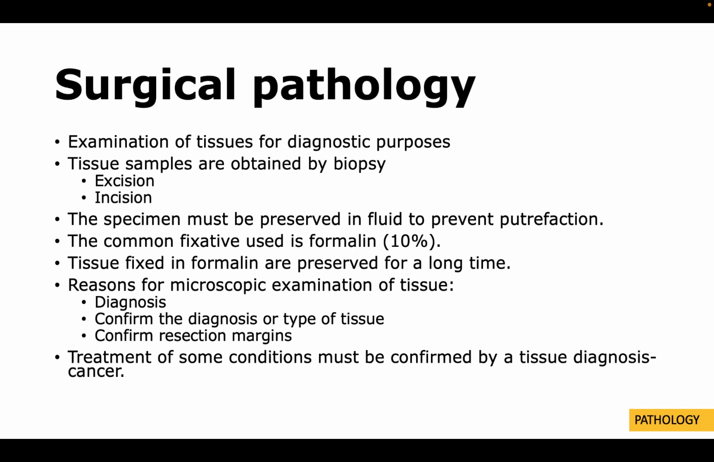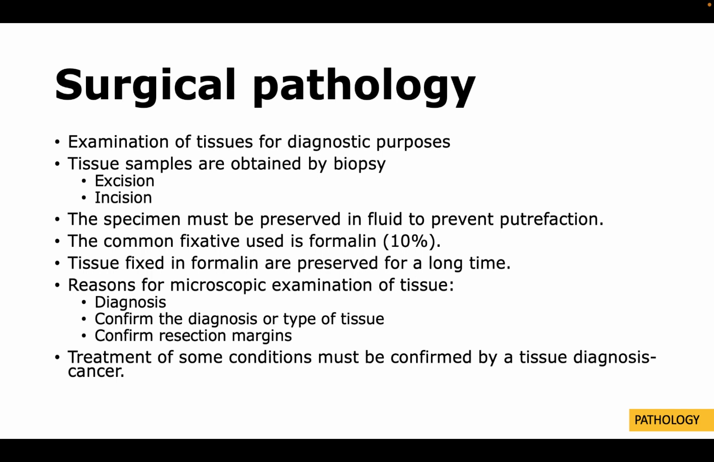In terms of surgical pathology, it's examining tissues for diagnostic purposes. So you can obtain biopsies by two processes: excision, where you're cutting out tissue, and incision, where you're cutting into tissue. And these specimens are often put in a fluid to prevent them from decaying, to prevent putrefaction from happening. Usually the fixative that we use is formalin. I'm sure most of you have witnessed this formalin in the dissection room, 10% formalin. So the tissue is fixed in formalin and then preserved for quite some time.